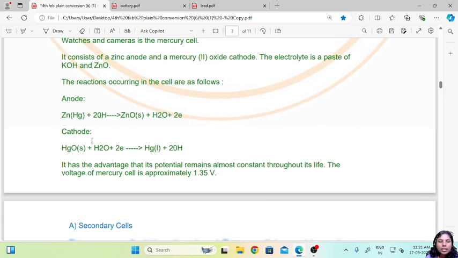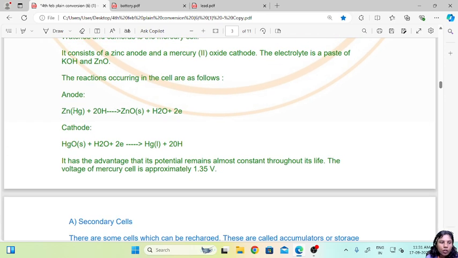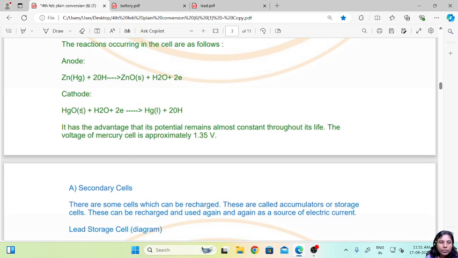The reactions occurring in the cell are as follows. We have zinc plus OH- that combines to give us zinc oxide plus water, and at the cathode we have HgO, that is mercury oxide, plus H2O, and that gives us mercury plus hydroxide.